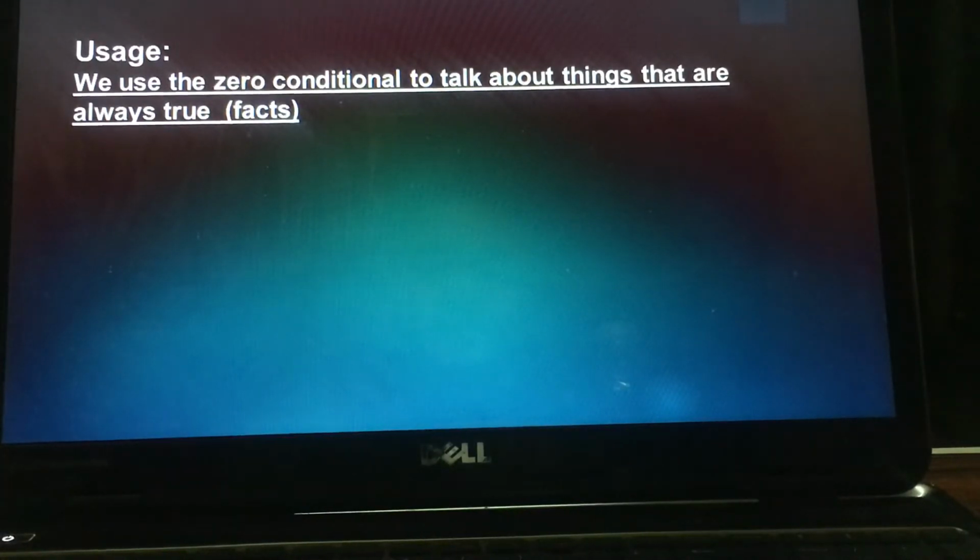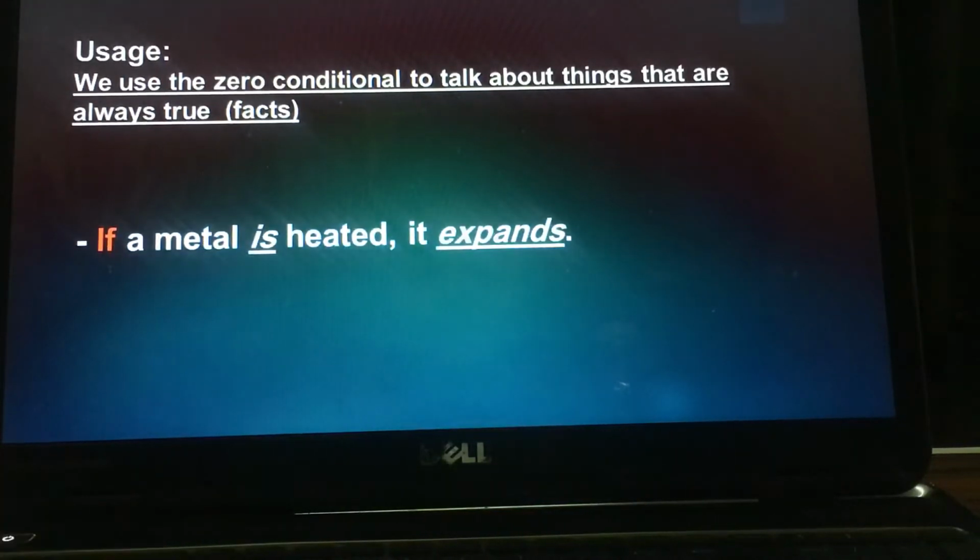Let's take an example. If a metal is heated, it expands. And now we can see that we used if with both clauses. We have two clauses after if, like the first one, which is a metal is heated, and the second clause is it expands. So we have two clauses.